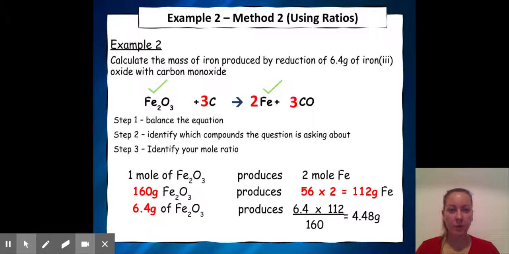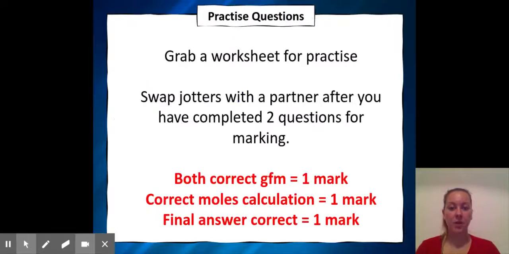So it doesn't matter what method you use, both of the methods end up with the same value at the end anyway. So you are going to practice some questions on this in class and then swap jotters and mark it at the end.